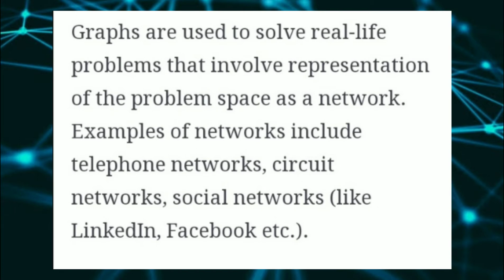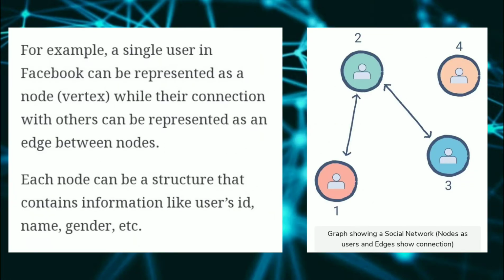Graphs are used to solve real-life problems that involve representation of the problem space as a network. Examples of networks include telephone networks, circuit networks, and social networks like Facebook. For example, a single user in Facebook can be represented as a node or vertex, while their connection with others can be represented as an edge between nodes. Each node can be a structure that contains information like user's ID, name, gender, and etc.